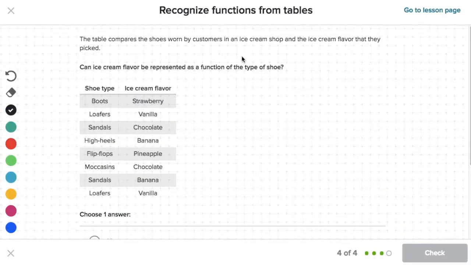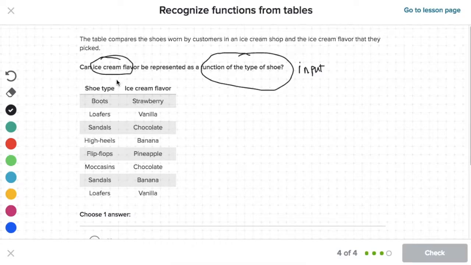Again, we're looking at a function of the type of shoe. That's your input, and the ice cream flavor is your output. So the types of shoe, we've got boots showing once, loafers show more than once. There's loafers there and loafers there. Sandals show twice. And those are the only ones we need to look at. Everything else shows just once.